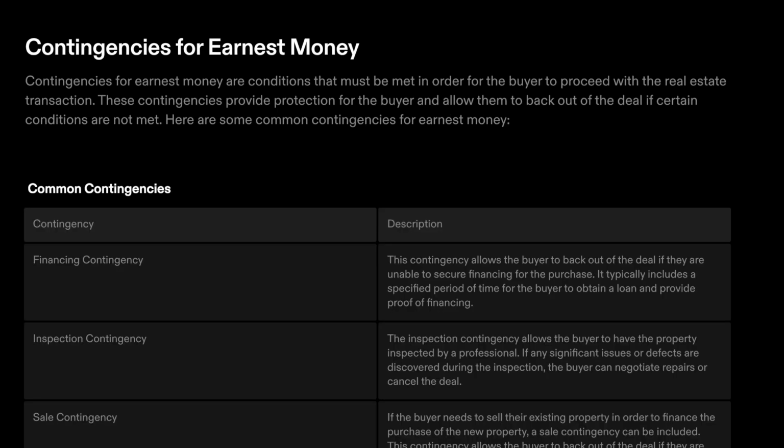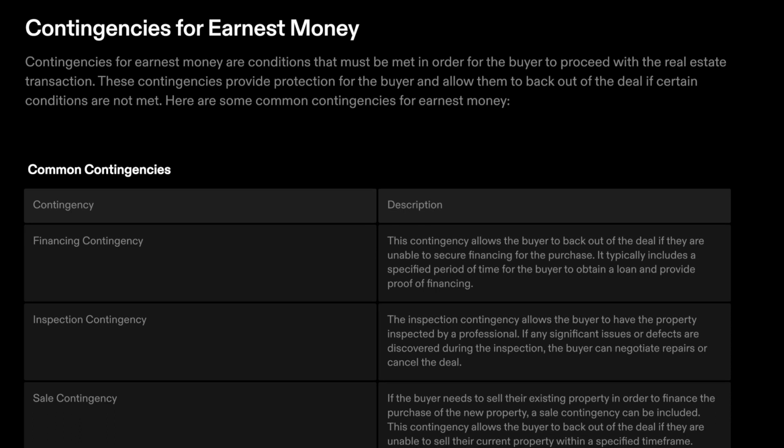4. Contingencies. Earnest money may be subject to certain contingencies outlined in the purchase agreement, such as the buyer obtaining financing, conducting inspections, or selling their existing property. If these contingencies are not met, the buyer may be entitled to a refund of the earnest money.